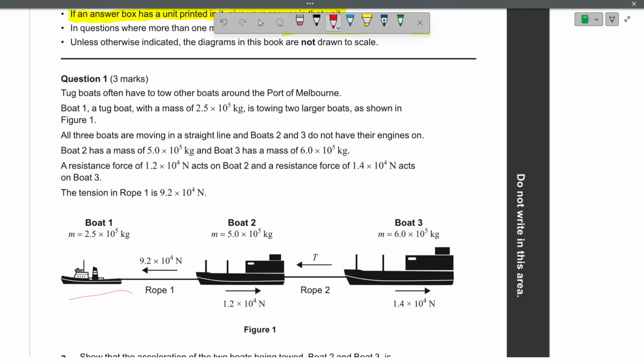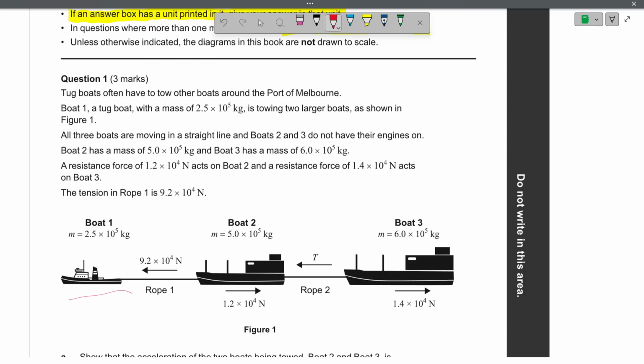with a mass of 2.5 times 10 to the 5 kilograms, is towing 2 larger boats as shown in figure 1. All 3 boats are moving in a straight line, and boats 2 and 3 do not have their engines on. Boat 2 has a mass of 5 times 10 to the 5 kilograms, and boat 3 has a mass of 6 times 10 to the 5 kilograms. A resistance force of 1.2 times 10 to the 4 newtons acts on boat 2, and a resistance force of 1.4 times 10 to the 4 newtons acts on boat 3. The tension in rope 1 here is 9.2 times 10 to the 4 newtons.